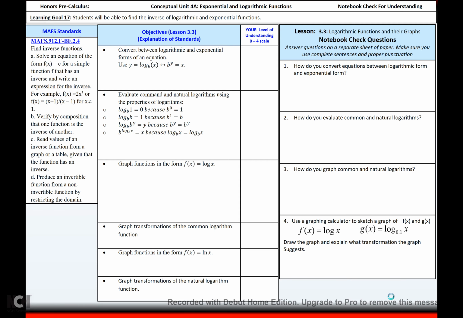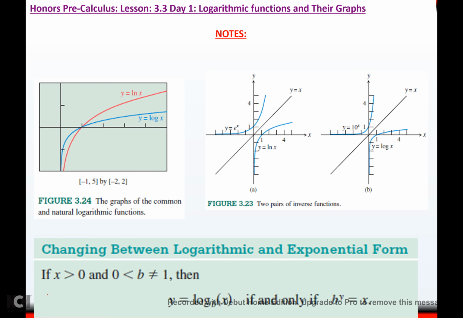Alright, today we are going to be talking about logarithmic functions and their graphs. A couple of things. First of all, the functions. We're going to be talking about the logarithmic function and the natural log function, and they both look kind of like boomerangs.